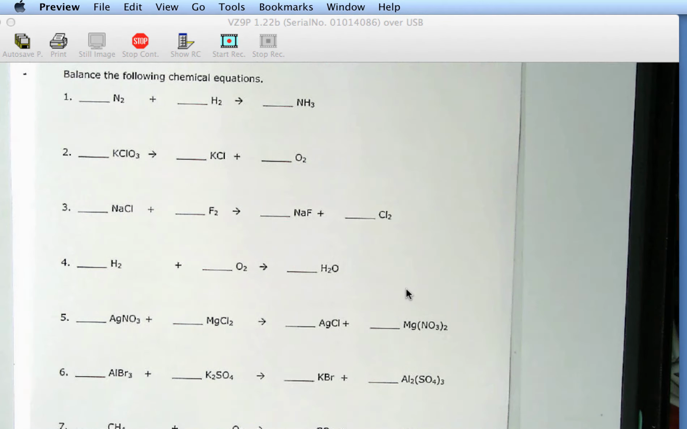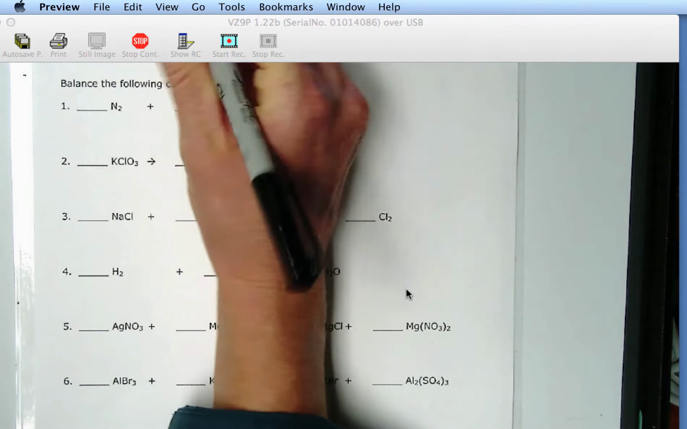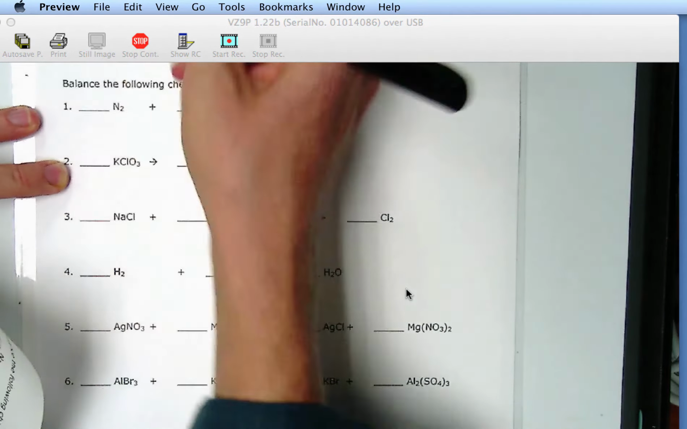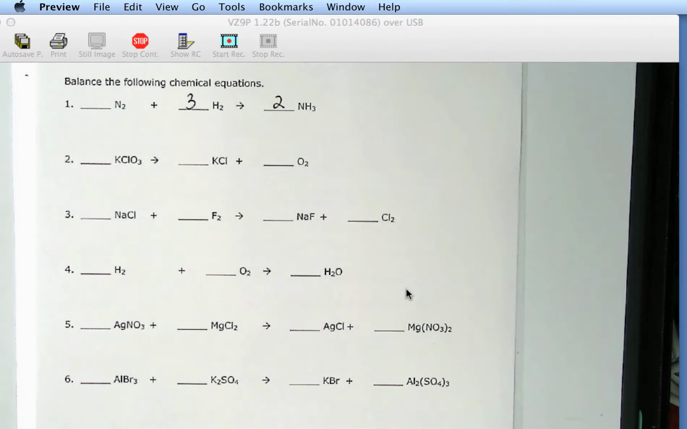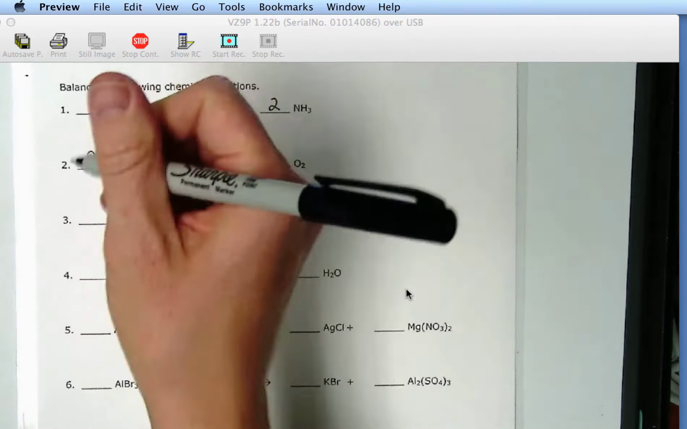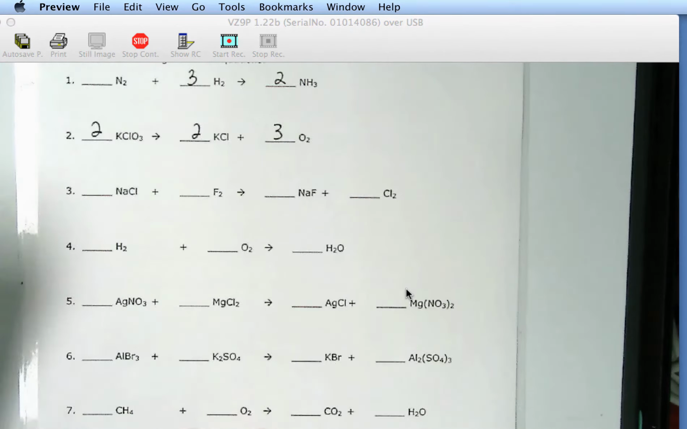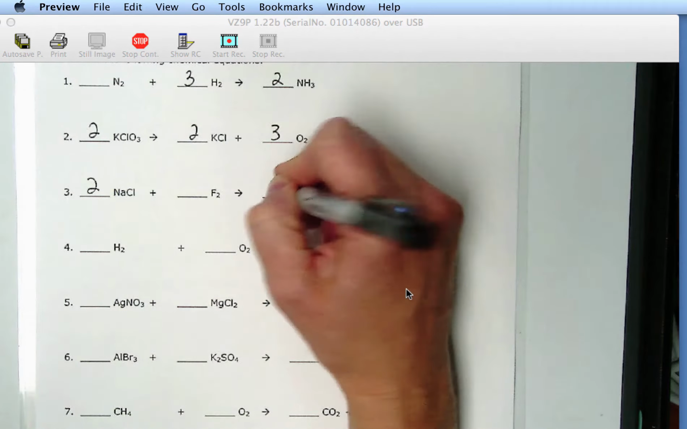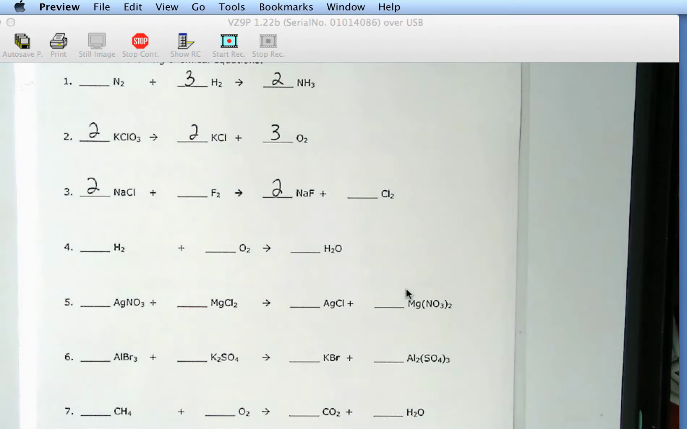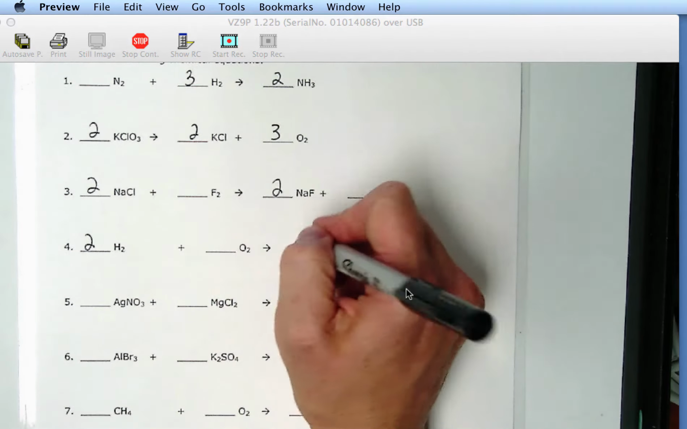And so 1, 2, 3. So 1, 3, 2. Number 2, 2, 2, 3. Number 3, 2, 1, 2, 1. Number 4, 2, 1, 2.